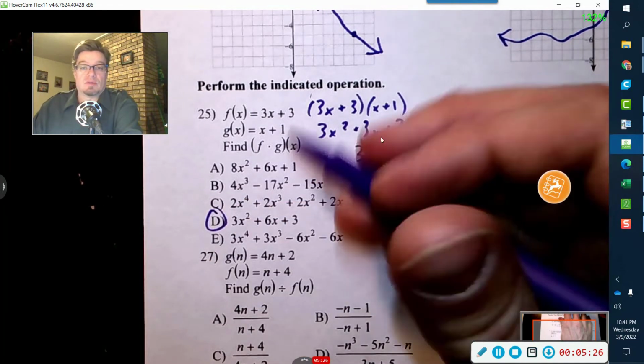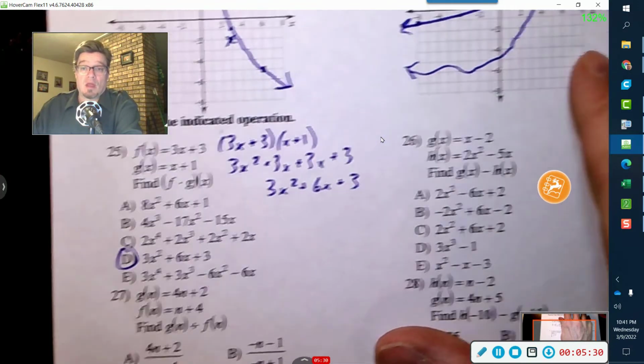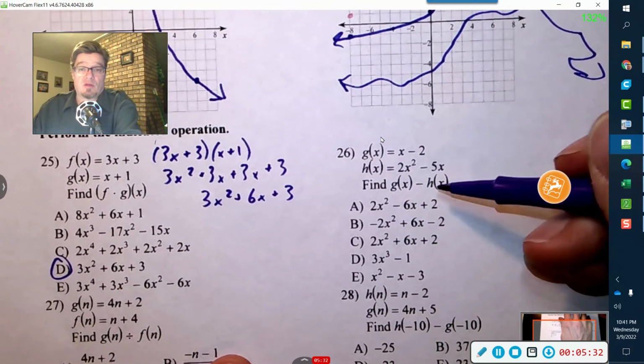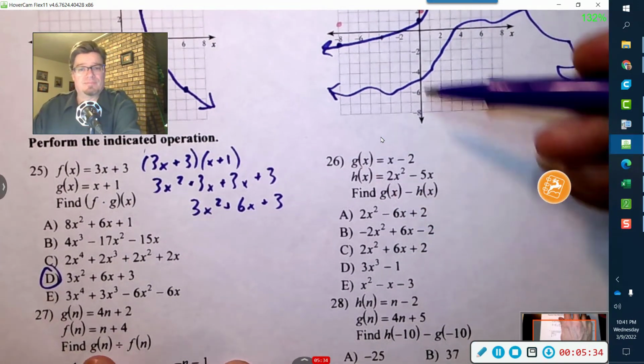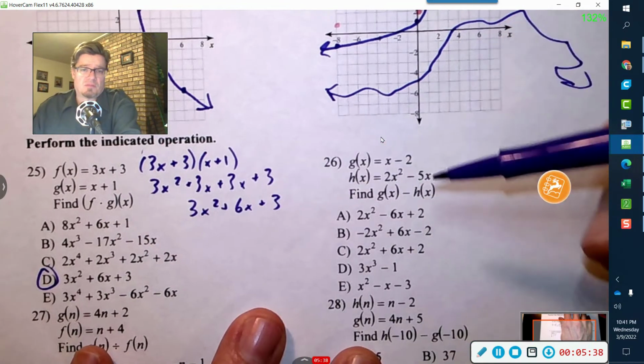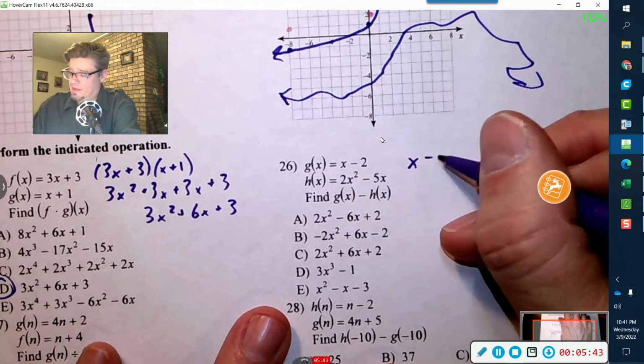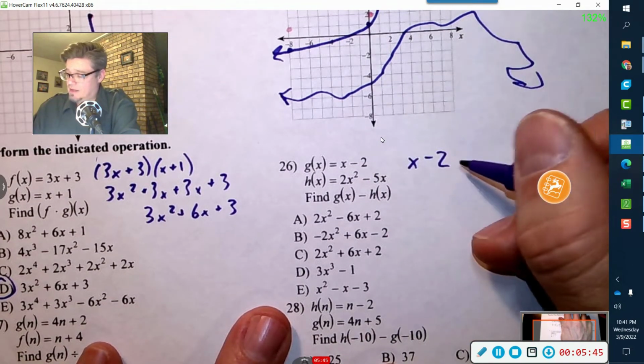So we just multiply it out. We're not plugging in a number. Now here's another way to write this. This is probably what makes a little bit more sense, but it's the same thing. We're just now subtracting the two functions. So if I had x minus 2, I'm going to subtract the h function.